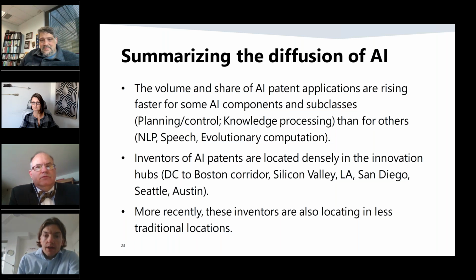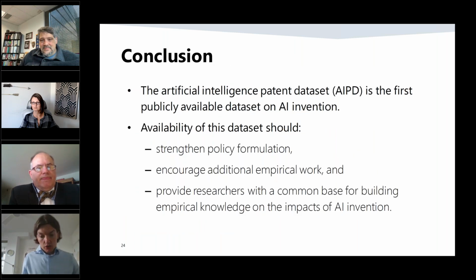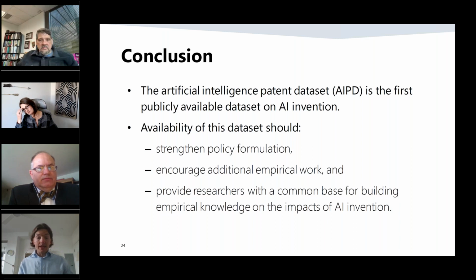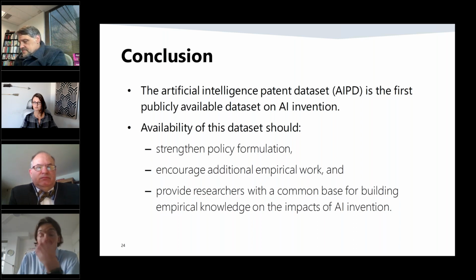So the bottom line is that we're trying to make this as transparent as possible. We release the data set. We want people to look at the data set, use the data set in empirical work, and improve the data set. The idea is that by releasing it, people will do all of these things, and we'll improve our understanding of AI patenting, AI invention, and all of these things that we're interested in.